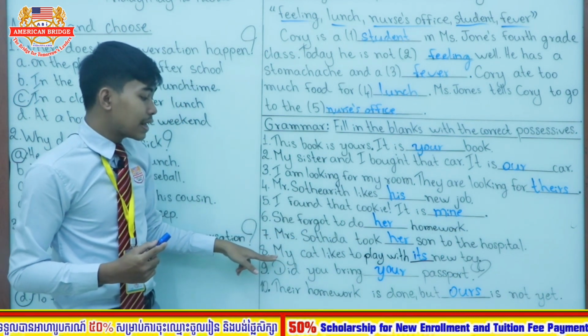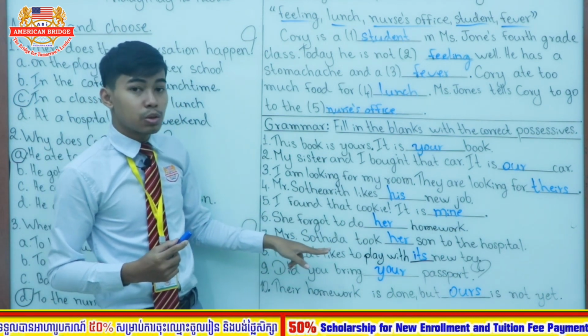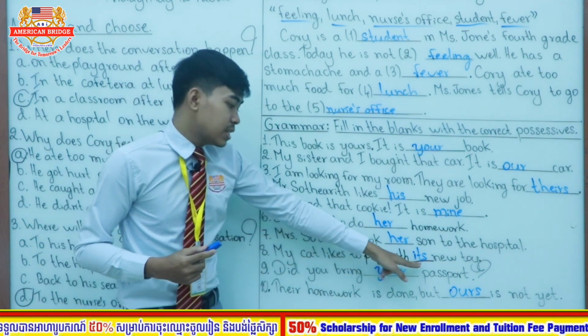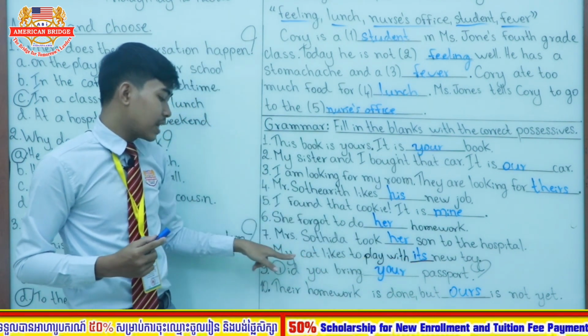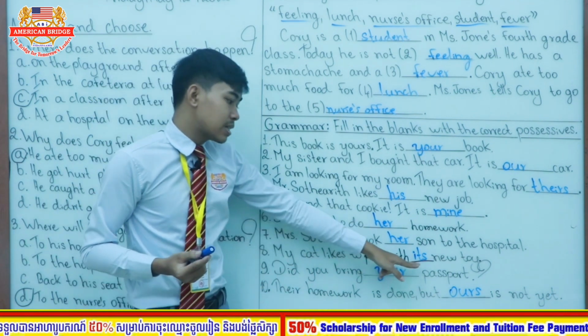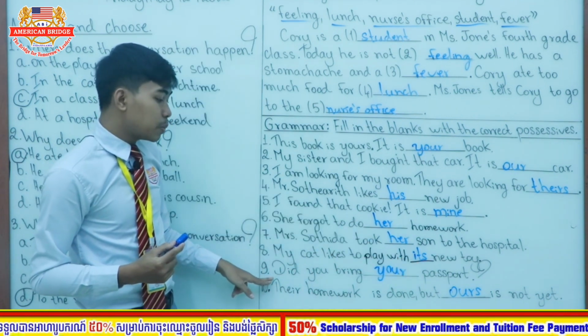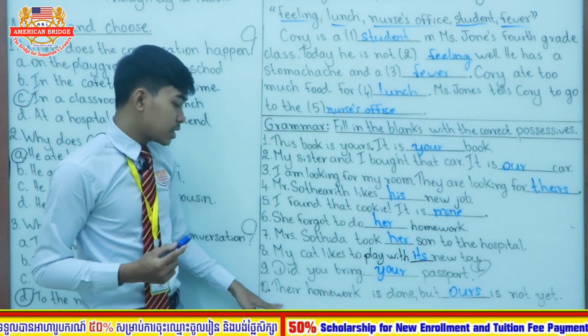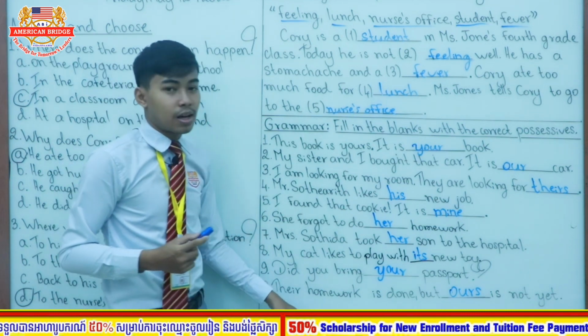Number 8. My cat likes to play with its new toy. The reason that we use it here is because the subject, my cat, is an animal and it is singular. So that's why we have to use its. Let's go to number 9. Did you bring your passport? And the last one, their homework is done, but ours is not yet.